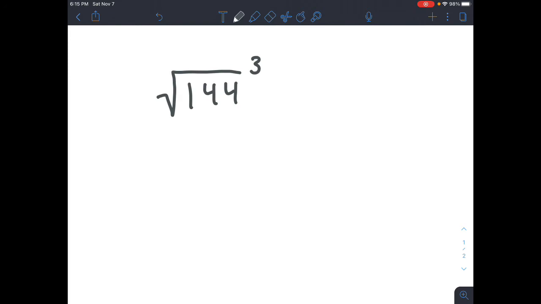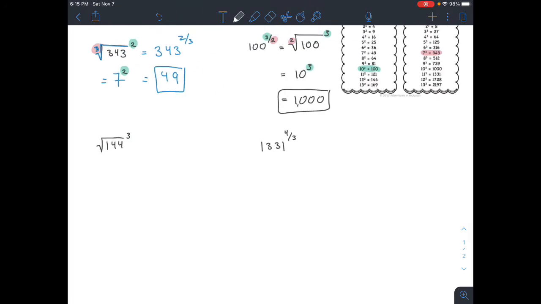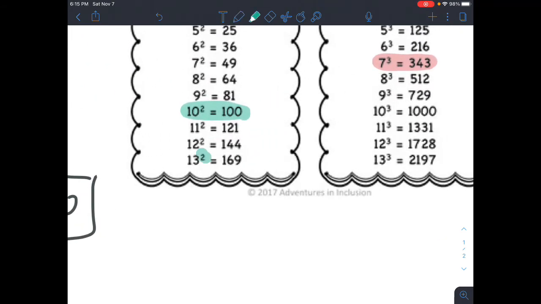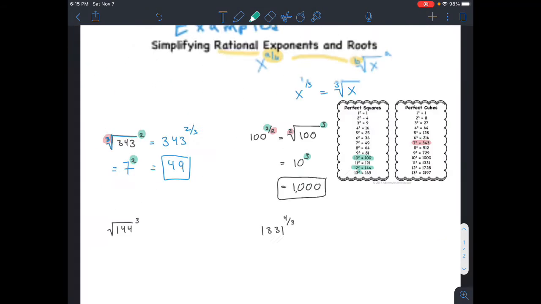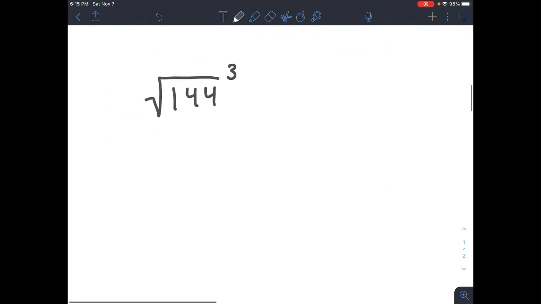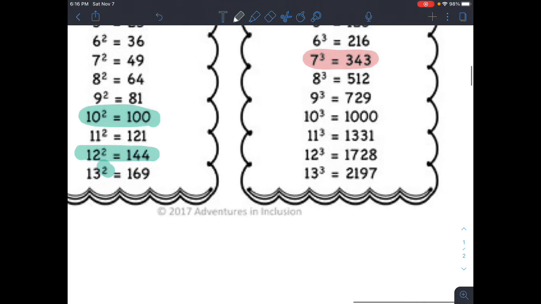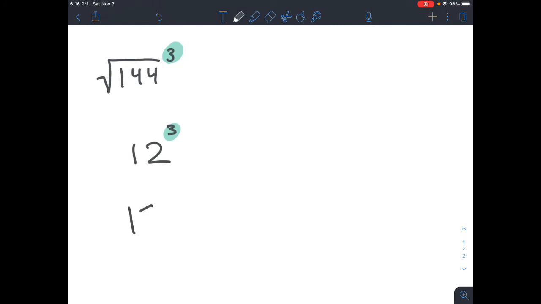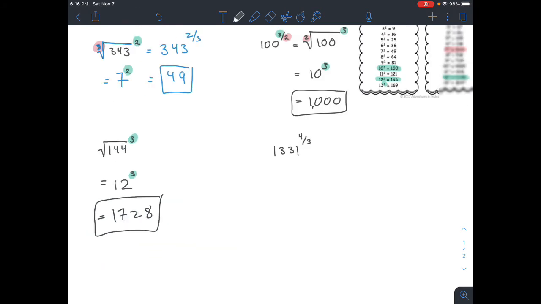If you're given the square root of 144 cubed, you look up, what is the square root of 144? It is 12. So then we write down 12, and then it's still going to be cubed. So then I have to think about what is 12 cubed, or I look it up over here. It's 1,728. Write my equal signs. And that's fully simplified.